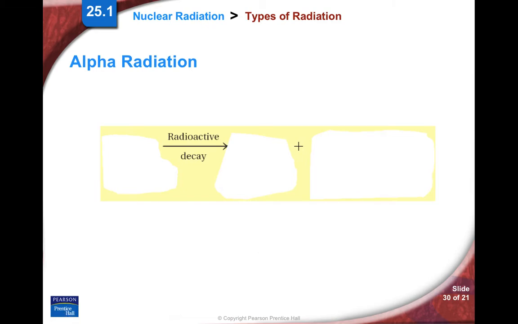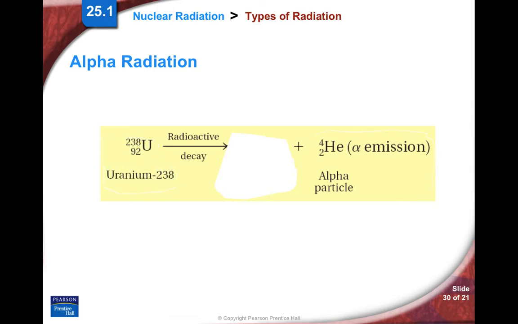All right, the first type of radiation is alpha radiation. And again, that means that an alpha particle gets emitted. It comes out of the nucleus. If we start with uranium-238 and an alpha particle comes out, there's going to be less stuff in the nucleus. Two less protons, 4 minus 2, two less neutrons.